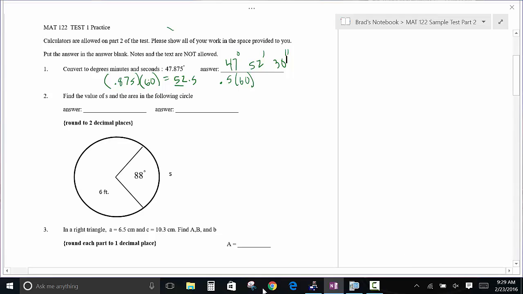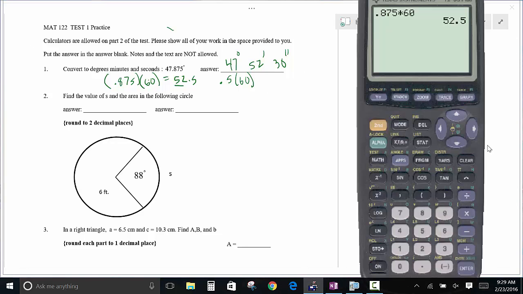Another way that I taught you guys how to do this, I'll display on the calculator. If you have a TI calculator, you can also go 52.5, and then go to the angle command. Go second apps, then down to DMS. If you've learned how to do that, it does it automatically.